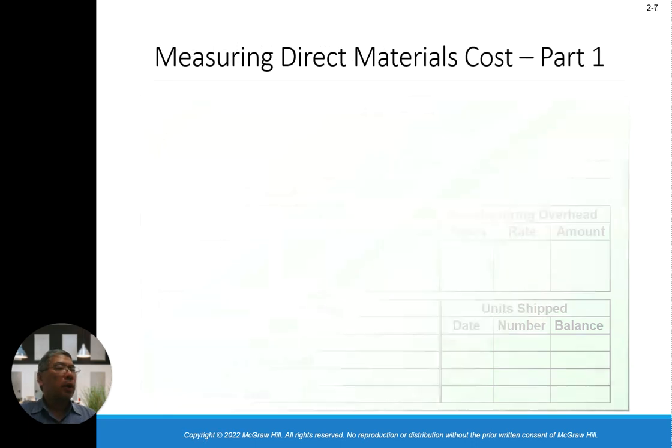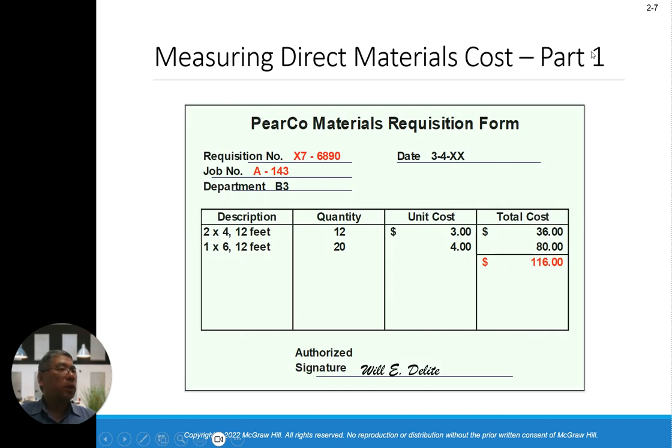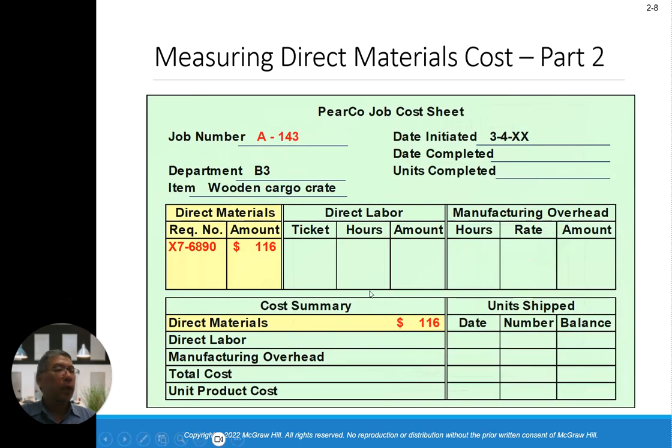The job cost sheet, when you're going to measure direct materials cost. Example here: requisition number 6890, job 143. The item is 1x12, 12 feet, unit cost $3, total is $36. And for another one, 1x6, 12 feet, for 20 units, unit cost of $4 is $80. Total will be $116. And then for the wooden cargo crate, job 143, direct material is $116.